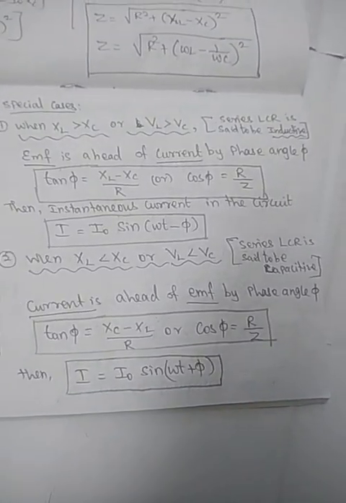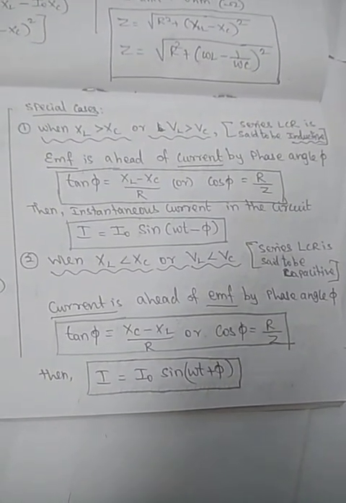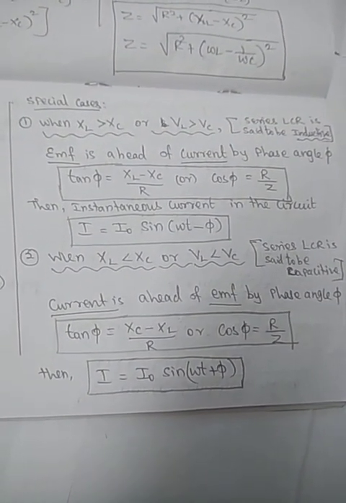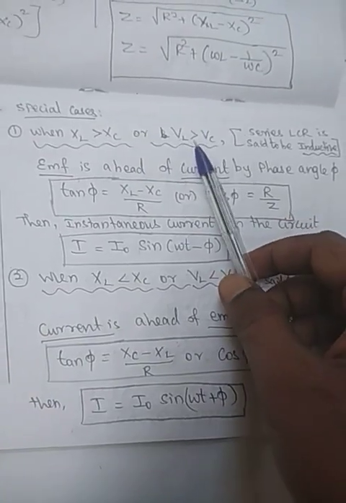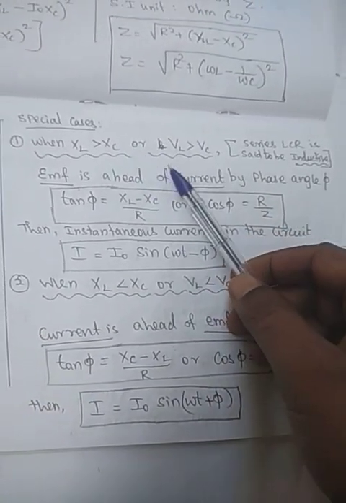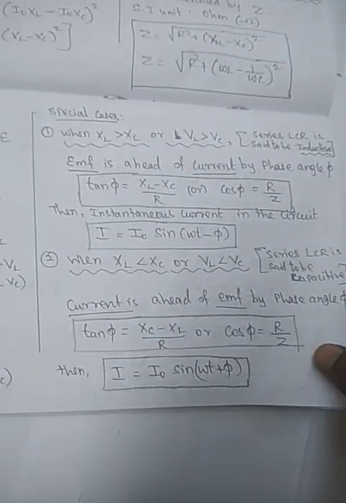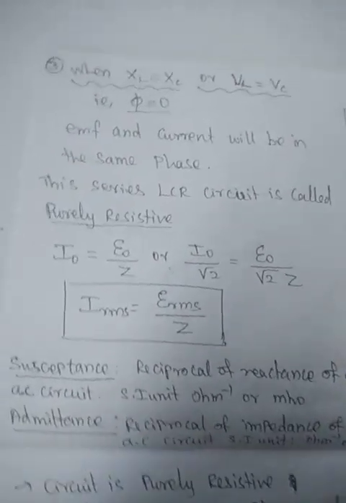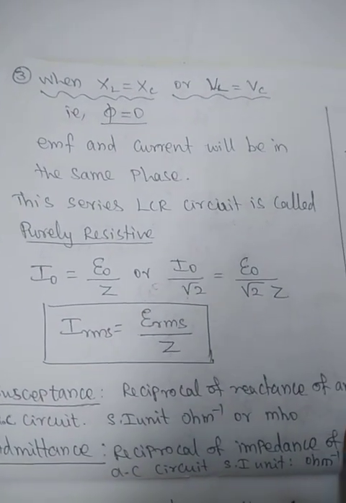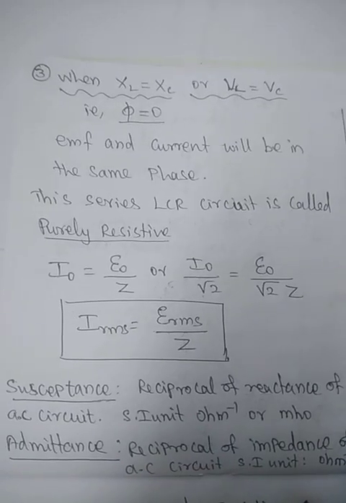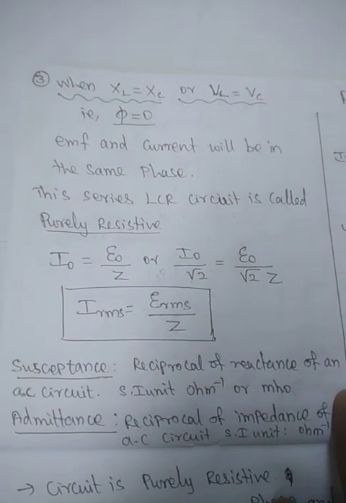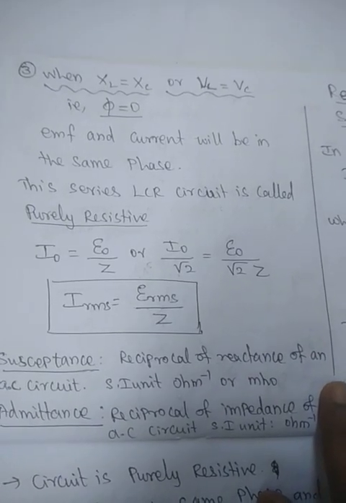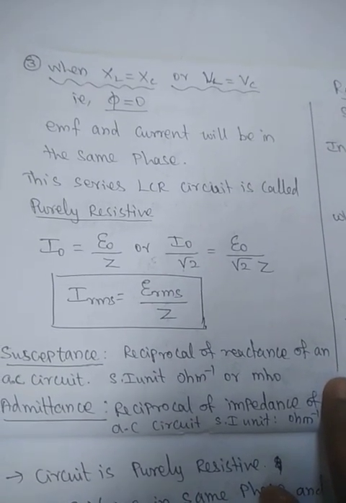Dear students, I hope you understand this. It is very simple, don't get confused. This is a very important, repeated question. So we have written the special cases, first where the inductive value is greater, then where the capacitor value is greater. Now what will happen if the inductor and capacitor values are equal? Then phi will be 0. So the EMF and the current will be in the same phase. This series LCR circuit is then called purely resistive.